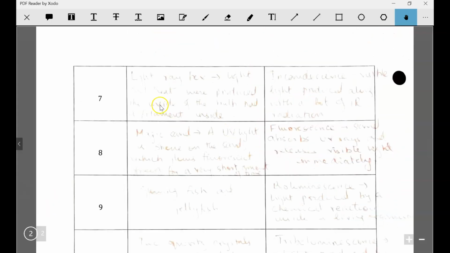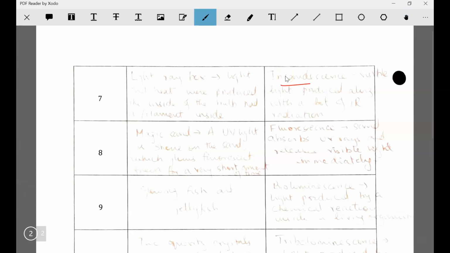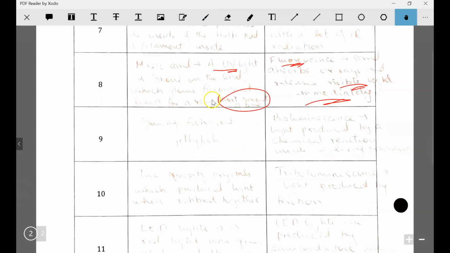Moving on, we have a light ray box, which if you actually saw the bulb, there was a filament inside, which was incandescence. Magic sand was fluorescence because a UV light is shone on the sand, which glows fluorescent green for a very short amount of time, so it releases that visible light instantaneously or immediately after absorbing the UV rays. And that's why it's fluorescence.